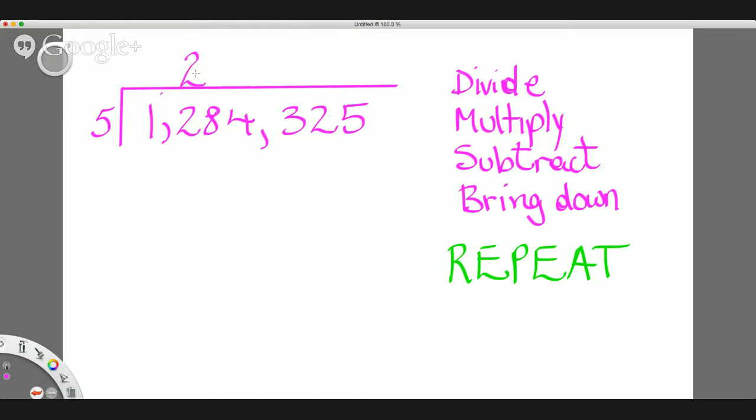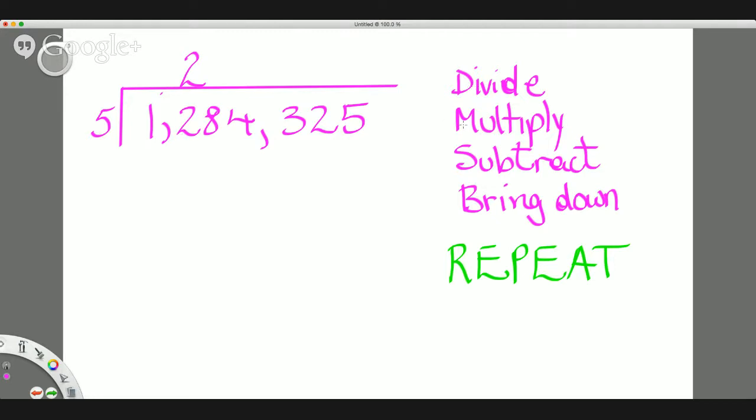And 2, so we just divided, right? 12 divided by 5 is 2. So make sure you put the 2 over the last digit in 12. Do not put it over 1. We didn't say 1 divided by 5 is 2. We said 12 divided by 5 is 2. So make sure you put the 2 over the last digit in 12.